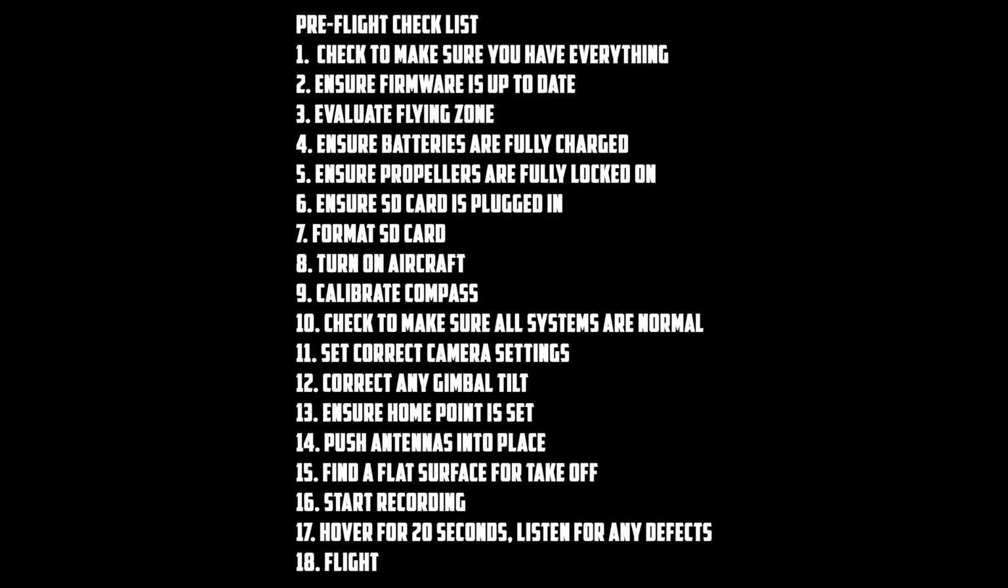Once you turn on the aircraft, you should calibrate your compass, then check to make sure that all your systems are normal. After that, set the correct camera settings depending on what the weather is like outside. After that, correct any gimbal tilt, then ensure that your home point is set to make sure that the drone will come back to you in case any connection is lost. Then push the antennas into place, then find a flat surface to take off from. Next, start recording. From there, send your drone up and hover for around 20 seconds to listen for any defects, and finally, you're good to go and fly.